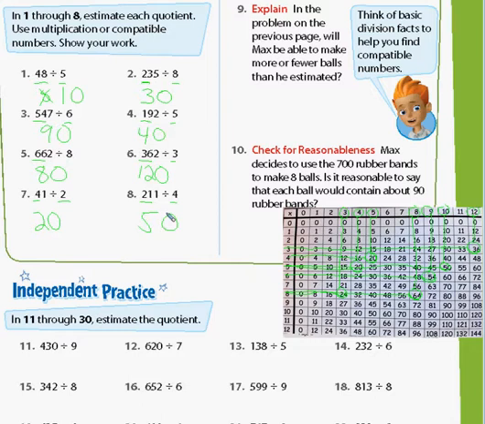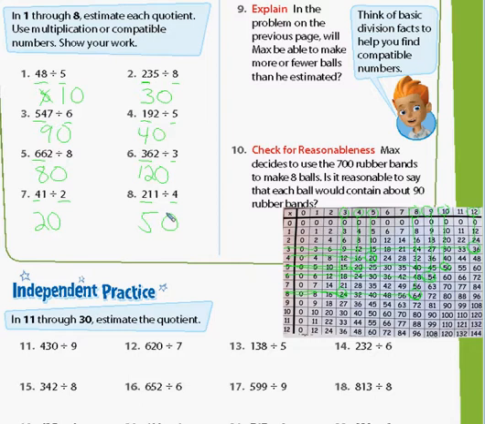Okay, let's go here and look at problem number 10. I'm going to skip 9 because we can't see the worksheet previous to this, or the page previous to this. We'll talk about that in class tomorrow. Okay, Max decided to use the 700 rubber bands to make 8 balls. Is it reasonable to say that each ball would contain about 90 rubber bands?